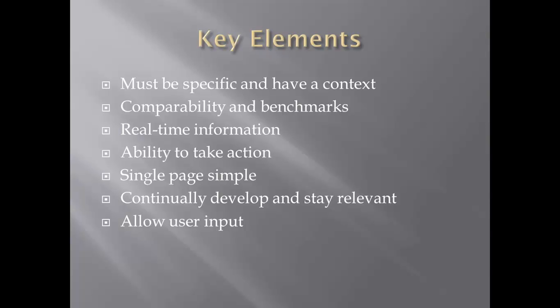The next line item is ability to take action. Just because you can see the information and it provides you a lot of data doesn't mean that it's necessarily good. You've got to be able to use it to make decisions and to make changes. And so that's where the comparability and benchmarks come back in. You've got to have your benchmarks set for items that make sense and that you need to figure out.